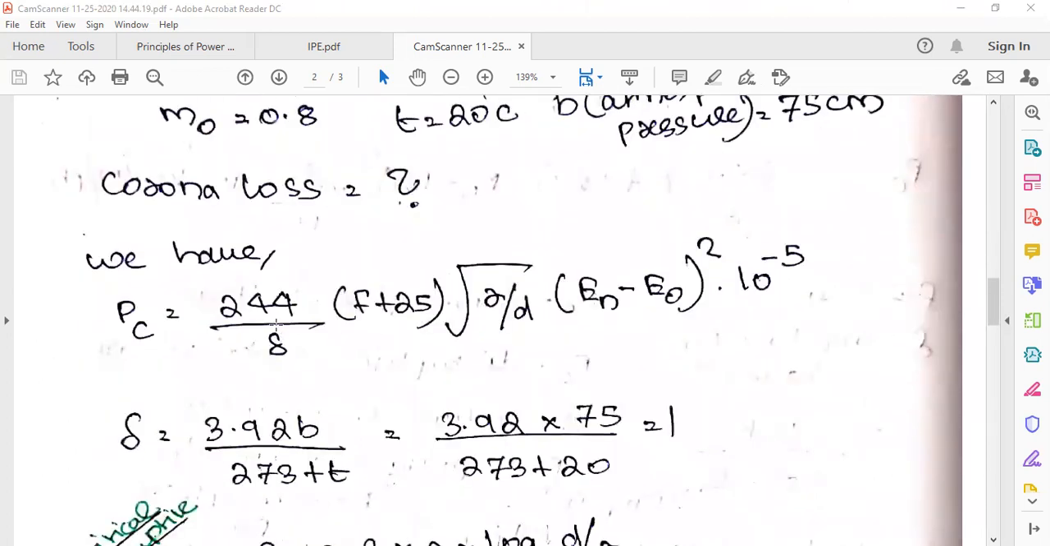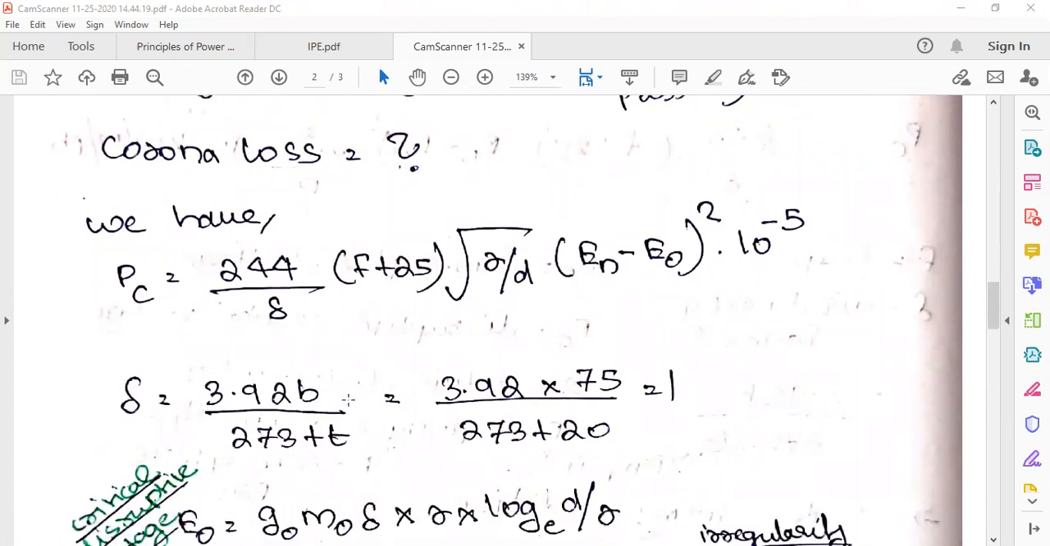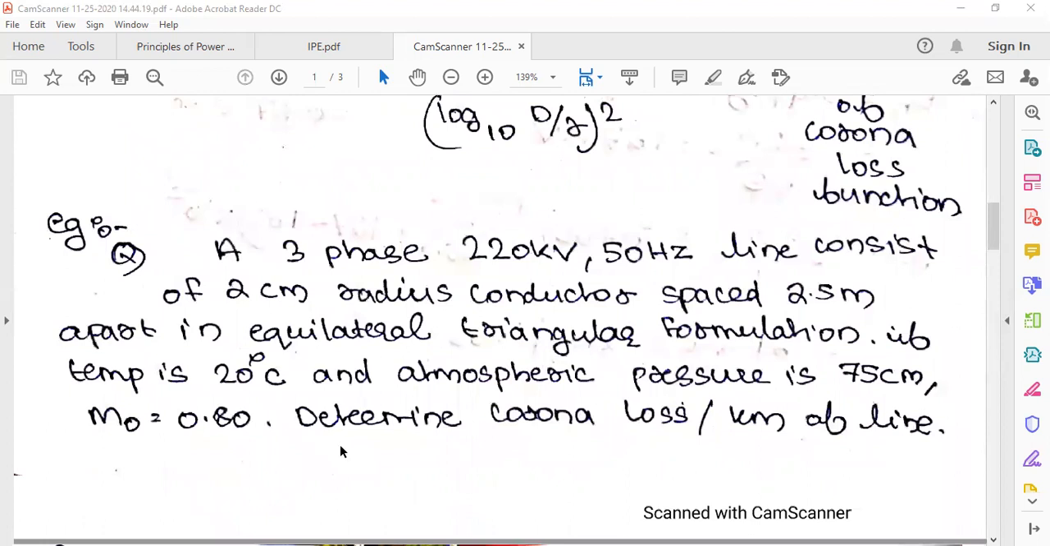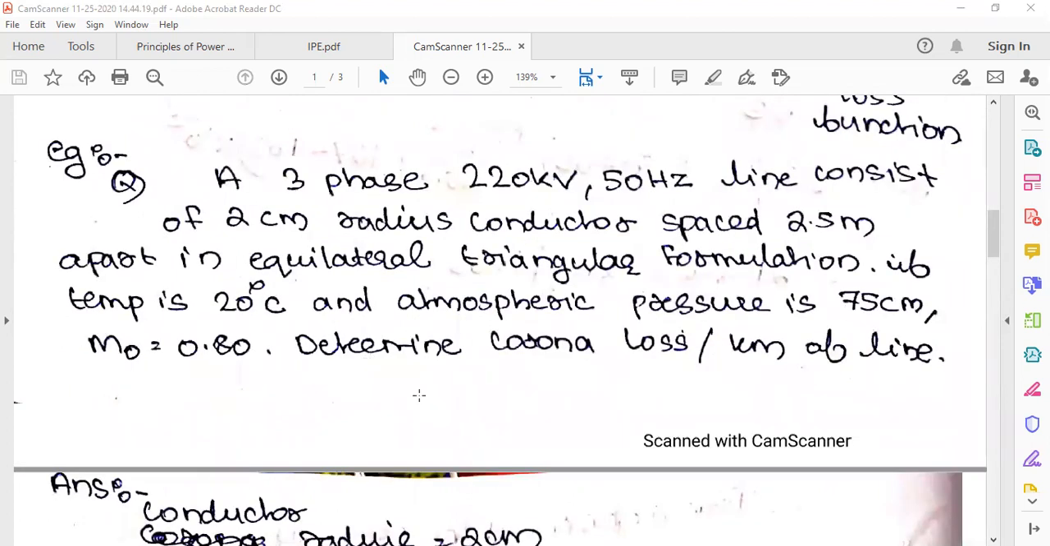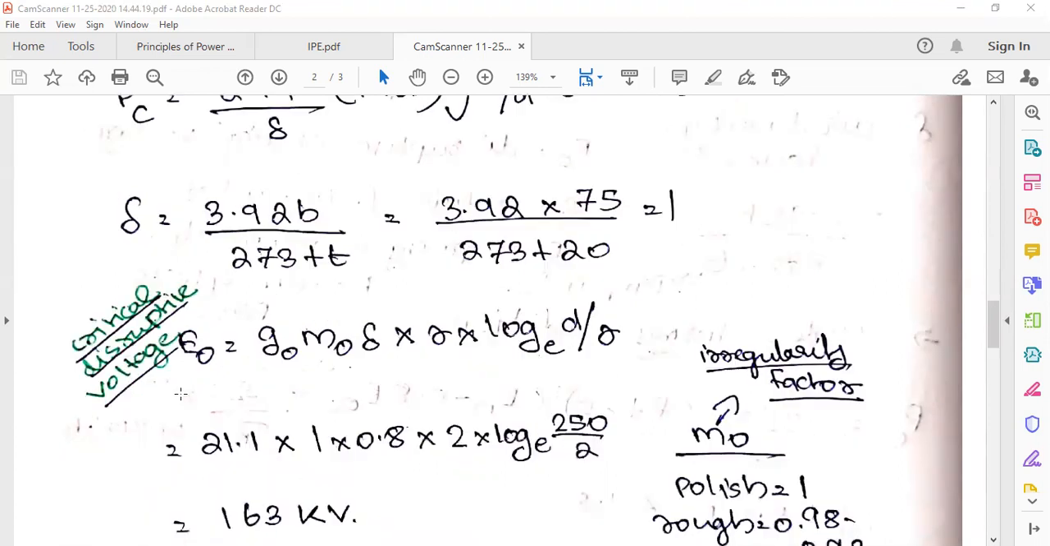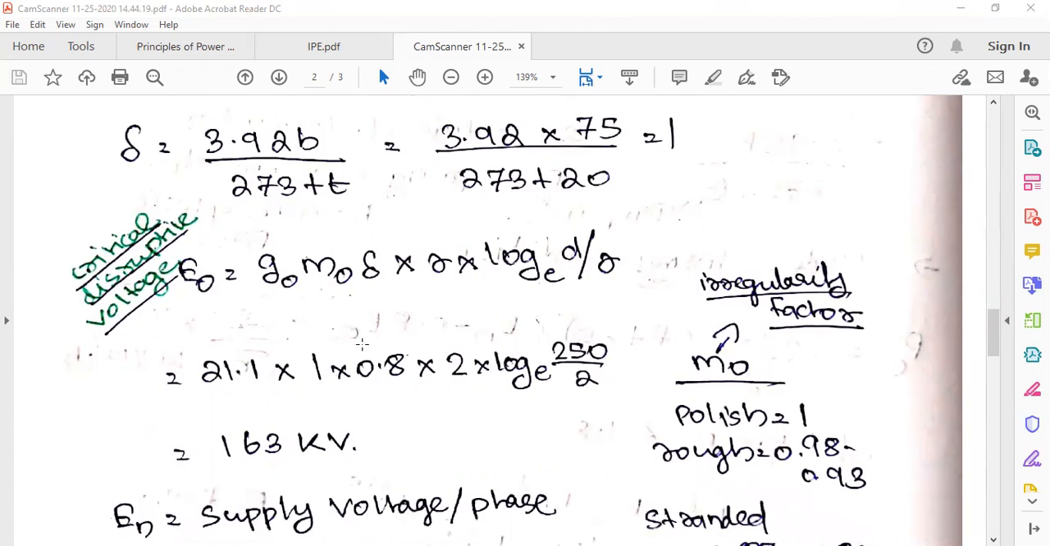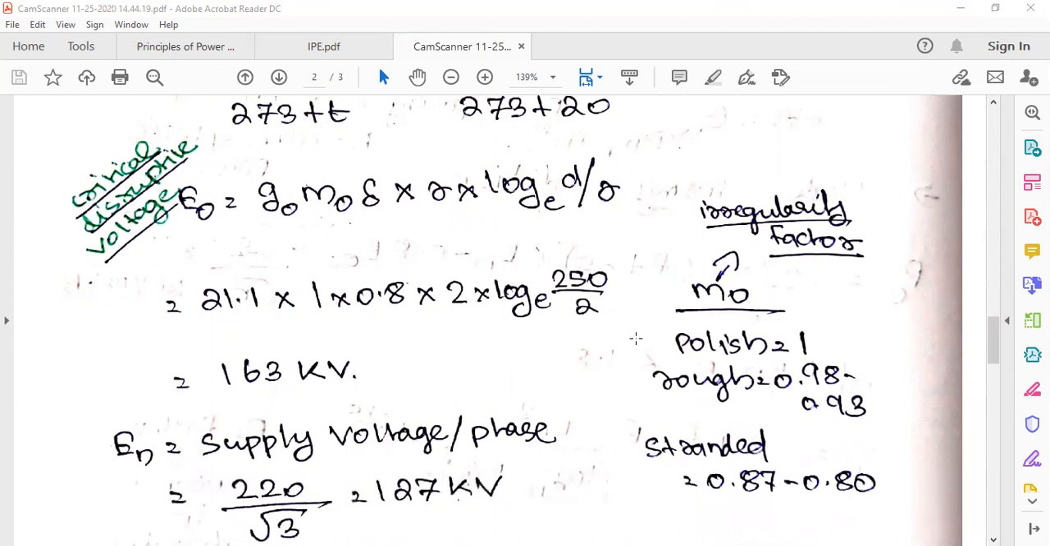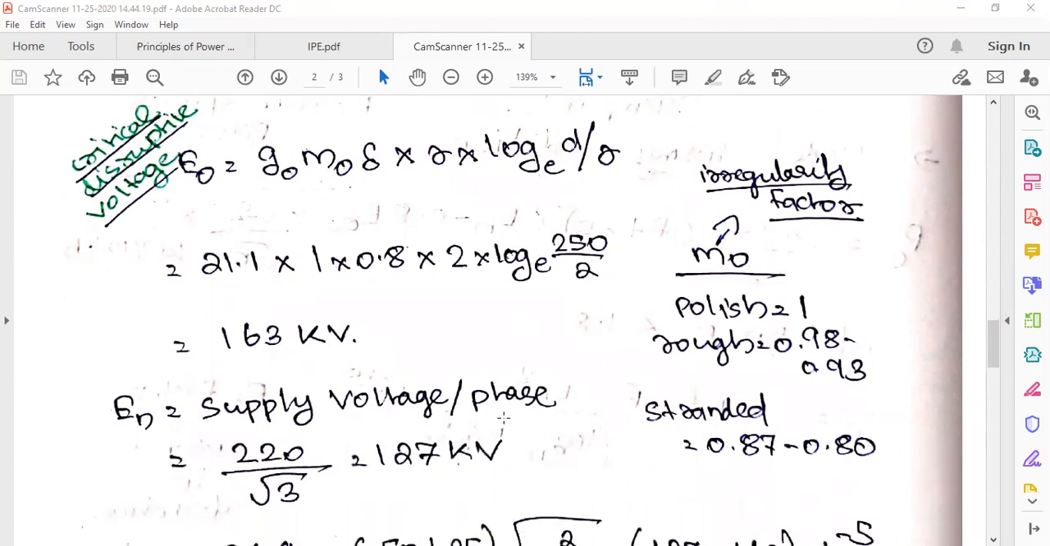So we have the same equation for Pc, and del we find out by 3.92 into B by 273 plus T. Atmospheric pressure and temperature are given, so you should take care of the units. 3.92 into 75 by 273 plus 20, so eventually we get 1. Then critical disruptive voltage E naught is equal to G naught into M naught into del into R into log D by R to the base e. It's all equations, so you should just remember the equation and substitute directly. Everything is given: M naught, G naught, everything.